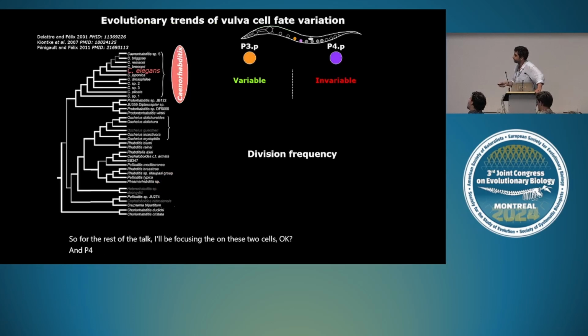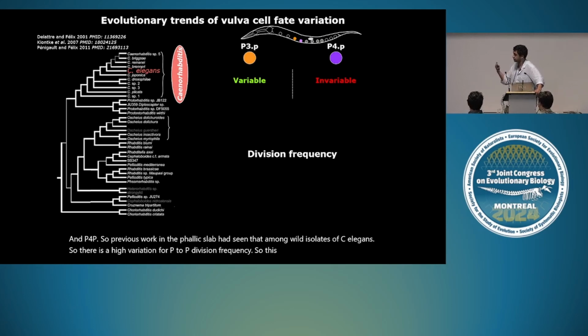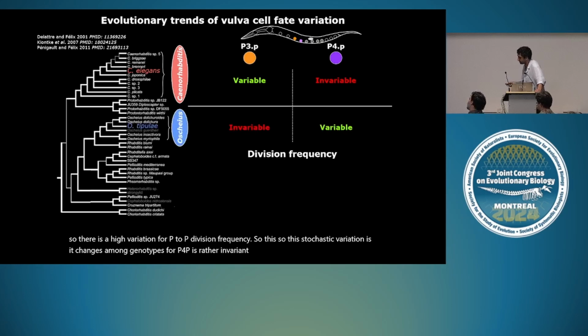Previous work in the Félix lab had seen that among wild isolates of C. elegans, there is a high variation for P3.p division frequency. So this stochastic variation changes among genotypes, while P4.p is rather invariant. Okay. So the case gets cooler when, in a given group, Oscheius, we have the exact opposite pattern. P3.p is invariable, so it doesn't divide, while P4.p has a broad range of division frequencies.